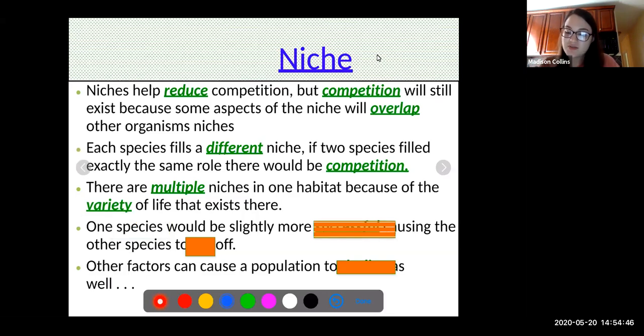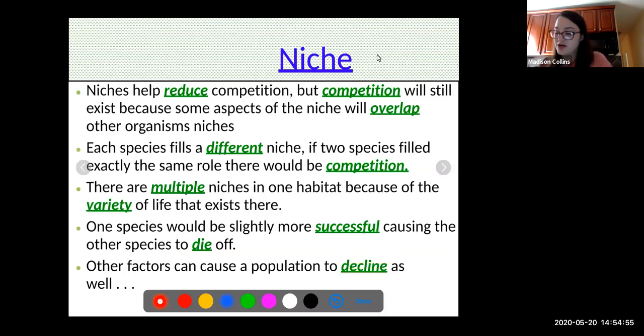One species would be slightly more successful, causing the other species to die off. And other factors can cause a population to decline as well. We're going to dive into some more of those factors later, and we probably already touched on some, so there are some connections you can make there.